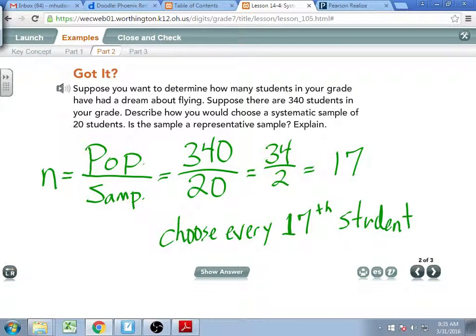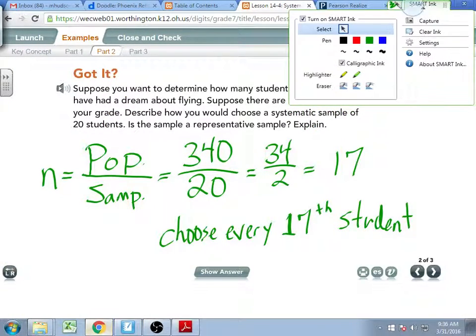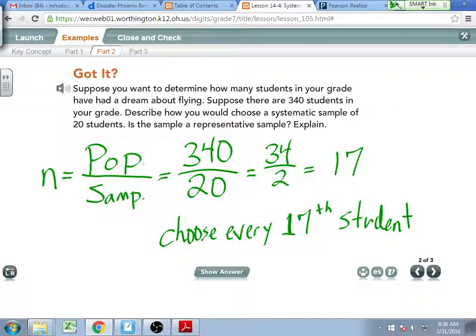Questions on this? Does it seem pretty straightforward? You get how we choose the interval size? Understand why we have to start at or below it? Yeah. No questions at all?